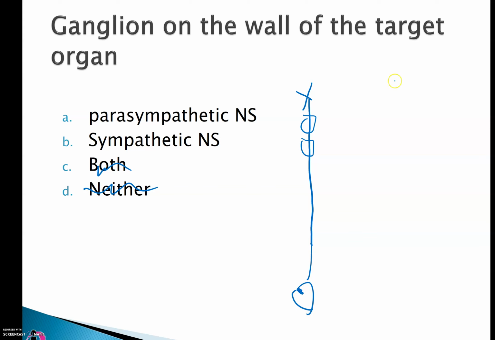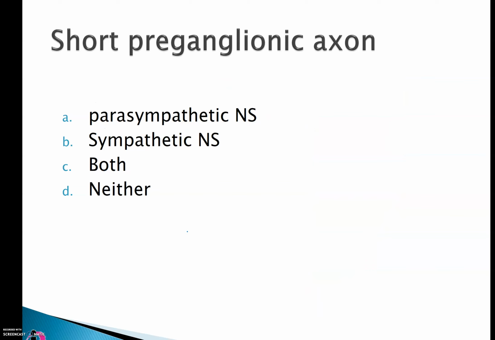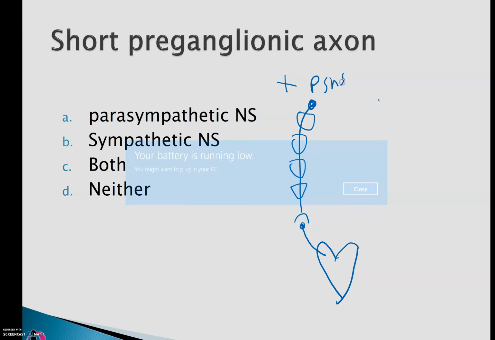Or we have the sympathetic. It's going to go short pre, there's our ganglia, long post. So which one had the ganglia on the wall of the target organ? Oh yeah, it must be parasympathetic. Short preganglionic fiber. So there's our heart again. We have our parasympathetic right there. There's our very long preganglionic fiber, because that's the vagus, of course, my favorite nerve, so that's the PSNS.